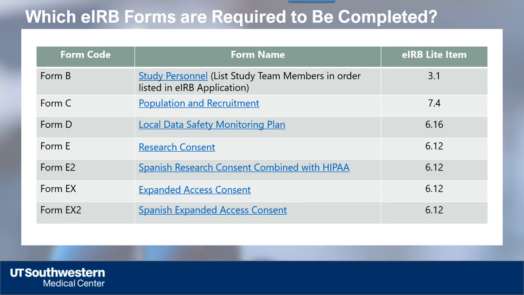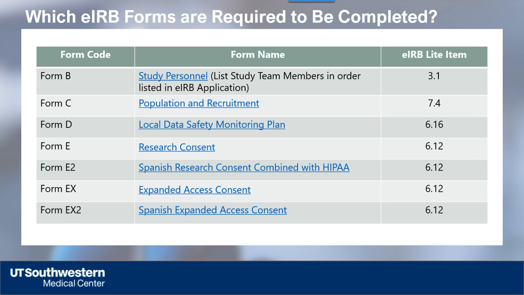Okay, moving over to the next slide for form. So Form B, if possible, please complete the study personnel form by entering all study personnel in the order they appear in Section 3 of the IRB. This will be beneficial to both you as a study team member or researcher, as well as the HRPP staff.